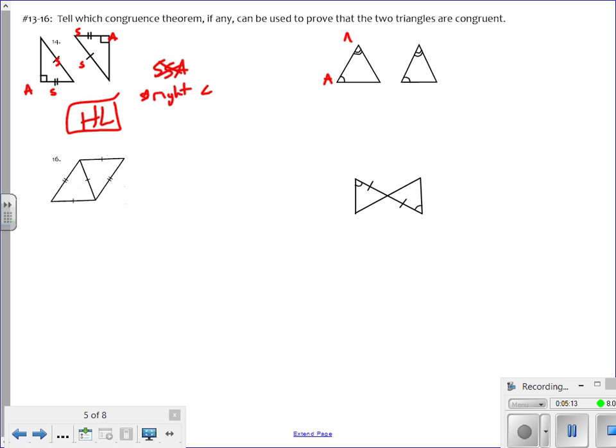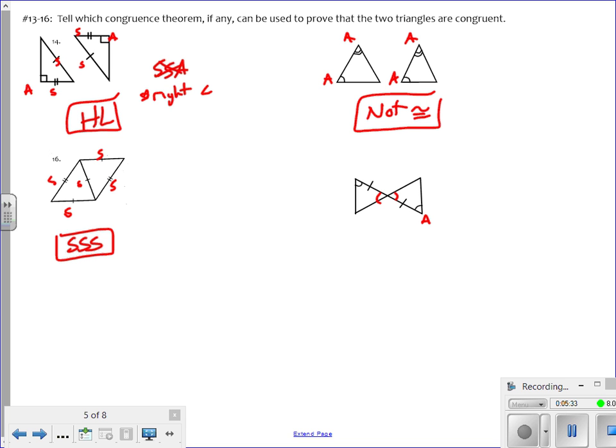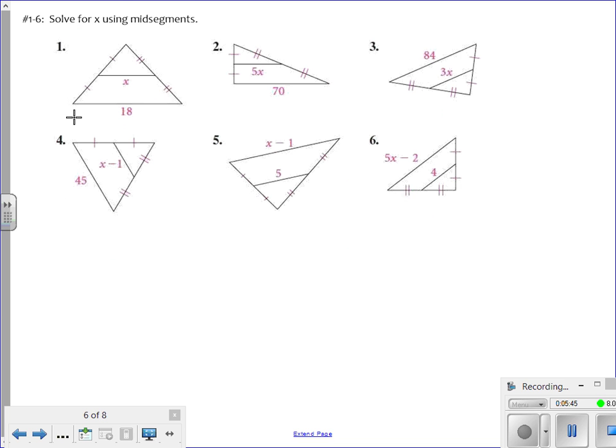Next one, you got an angle, but we don't have anything else marked, so these two are not congruent. Here we got an S, an S, an S. We got SSS in both triangles, which means these are congruent by SSS. And then go ahead and mark the vertical angle. You got an A, an S, and an A, an S, and an A. So these are congruent by, excuse me, ASA. Next page.